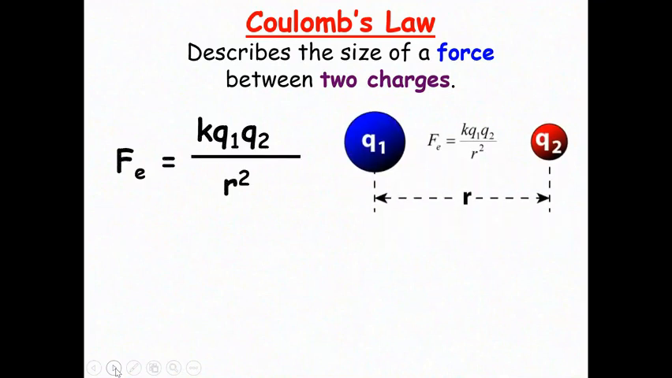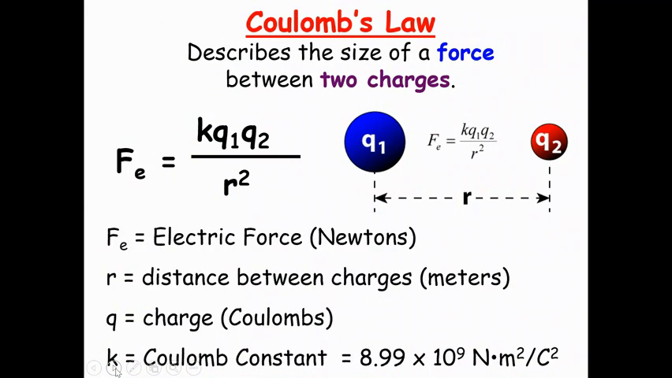We can calculate just how big this force of attraction or repulsion is using Coulomb's law, where the electrostatic force is equal to Coulomb's constant, lowercase k, equal to 8.99 times 10 to the 9 Newton meters squared per Coulomb squared. This constant is on the front page of your reference table. K is multiplied in the numerator by your two charges, Q1 and Q2, divided by the distance between them, R squared.